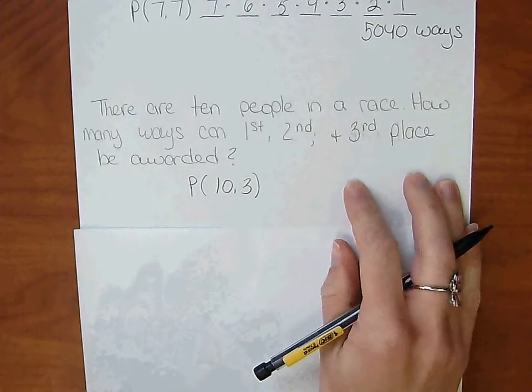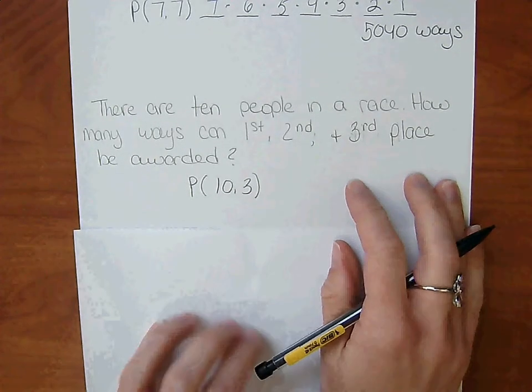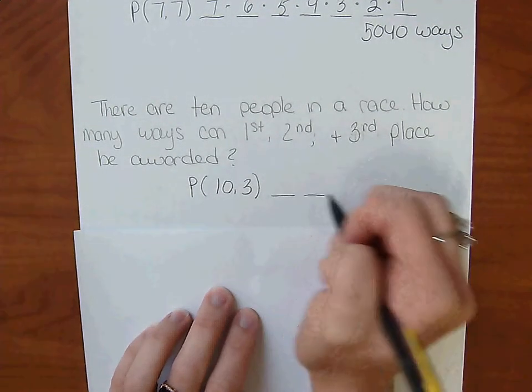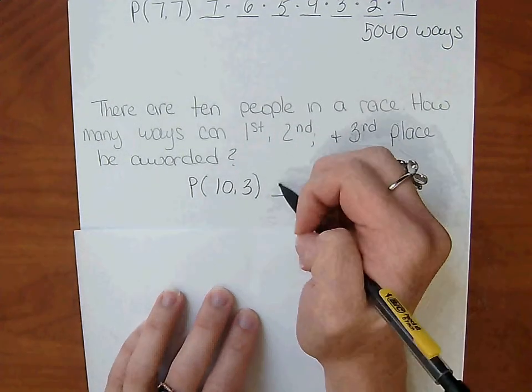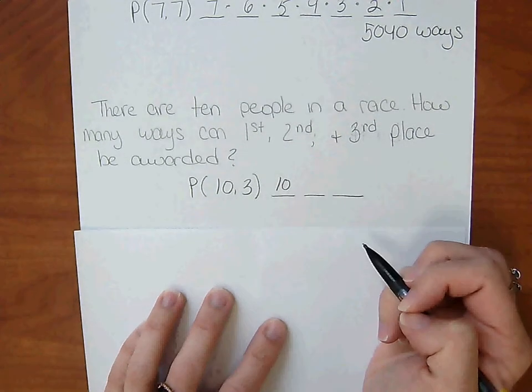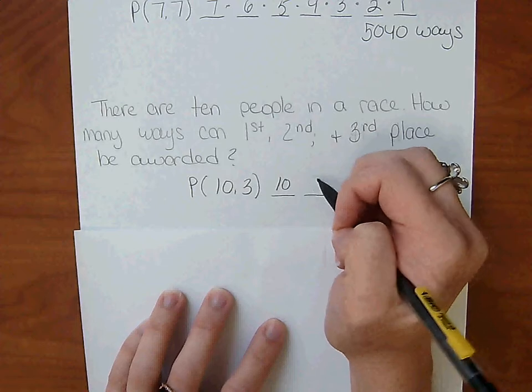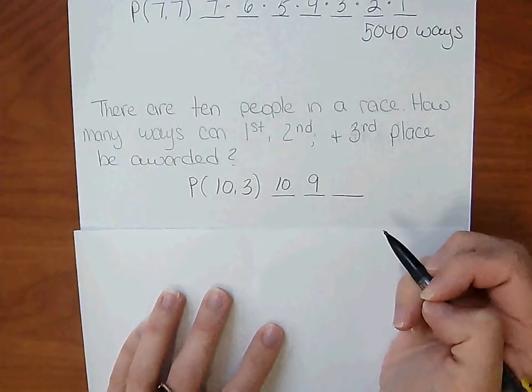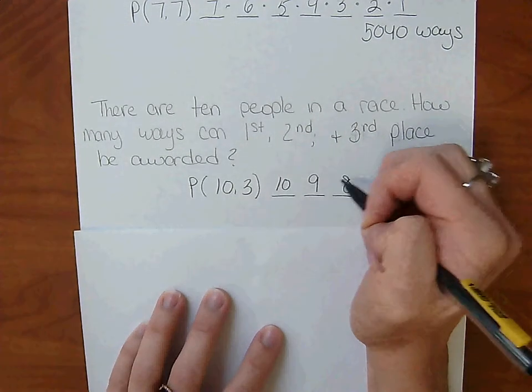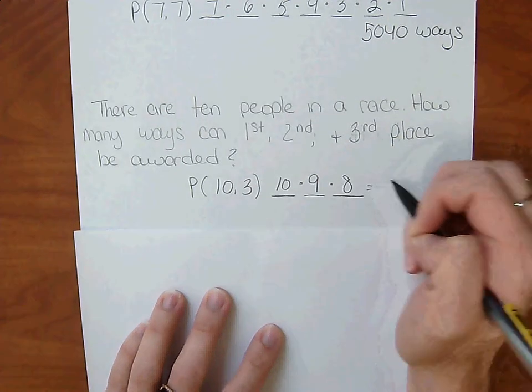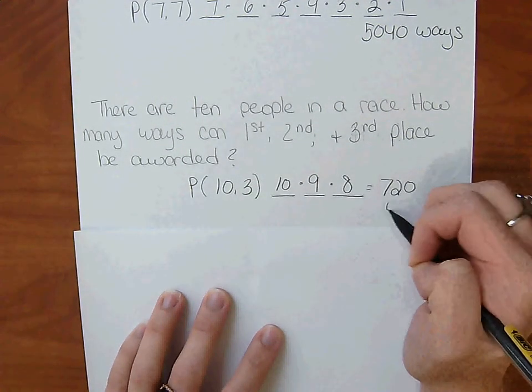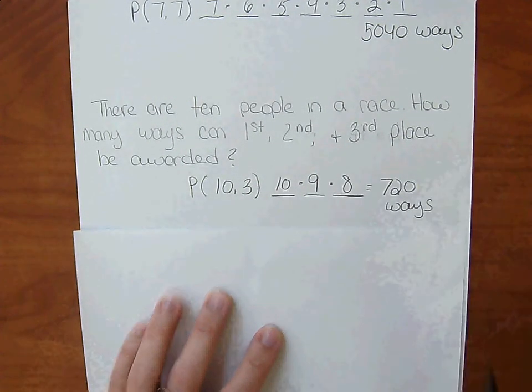Again, do not multiply 10 and 3 together. Instead, 3 spaces for first, second, and third. 10 people could possibly win first, but whoever wins first cannot get second, so there's only 9, and whoever gets second cannot get third. Multiply together, and there are 720 different ways first, second, and third place can be awarded.